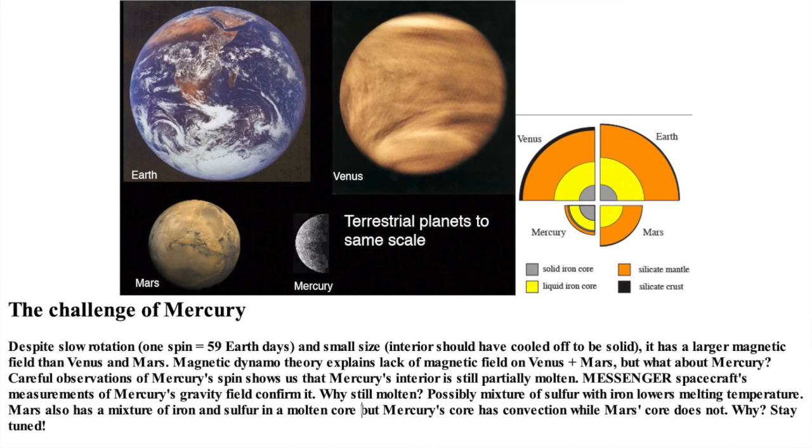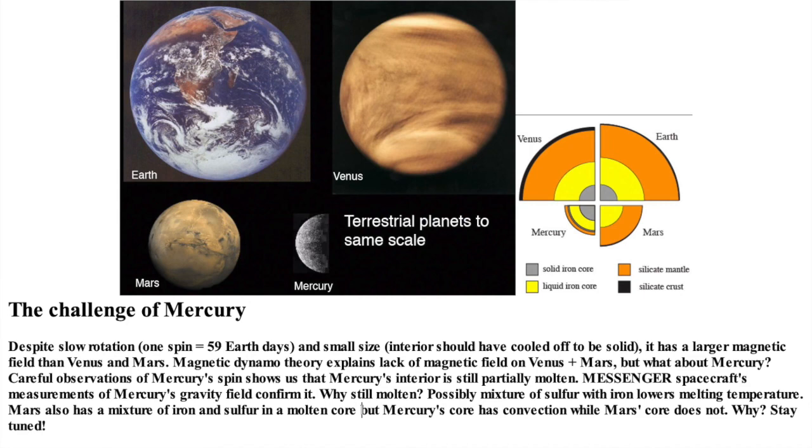So why does Mercury have a stronger magnetic field than Venus and Mars? Despite its slow rotation, one spin equals 59 Earth days, and small size, the interior should have cooled off to be solid by now, yet Mercury has a larger magnetic field than Venus and Mars. The magnetic dynamo theory explains the lack of global magnetic fields on Venus and Mars, but what about Mercury? Careful observations of Mercury's spin show us that Mercury's interior is still partially molten. The Messenger spacecraft's measurements of Mercury's gravity field confirm it.